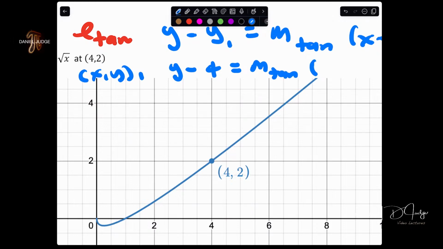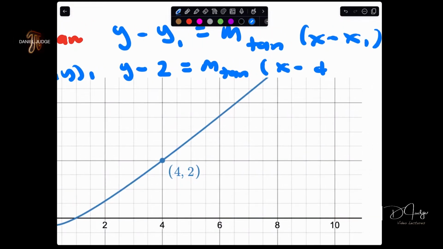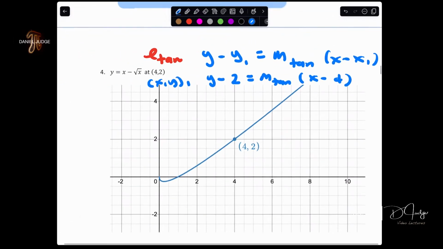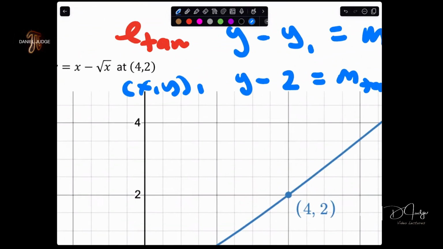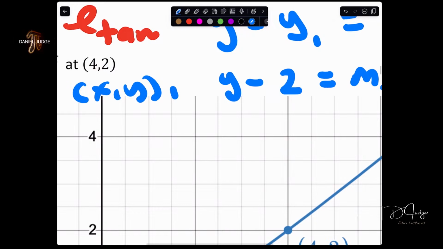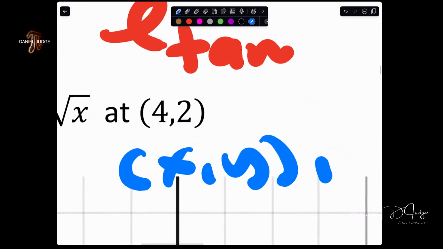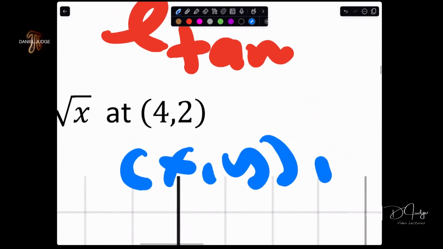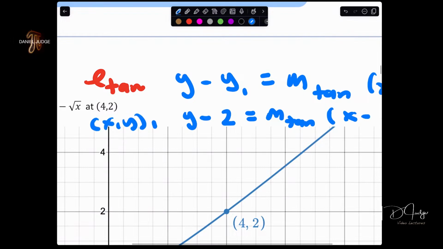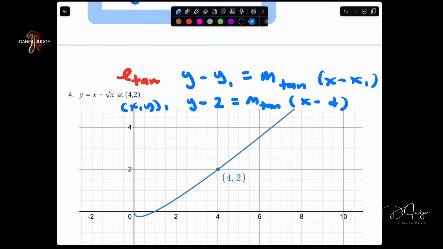M tangent, I apologize. We have to do the y coordinate, which is 2. And then this will be x minus the 4 value, because that's x1. So the x coordinate is 4 and the y coordinate is 2. And now we're okay. Now we have to find, again, like always, m tangent. Here we go.